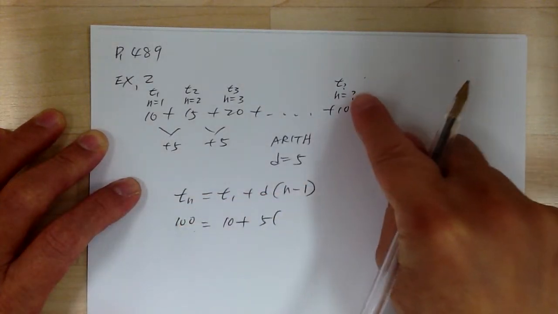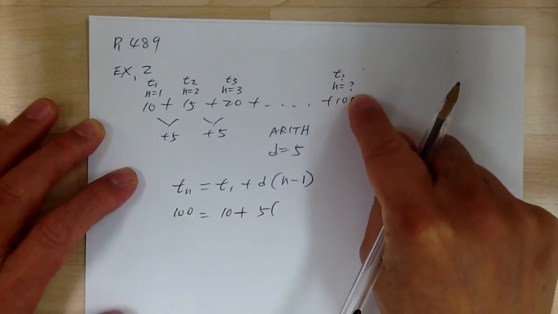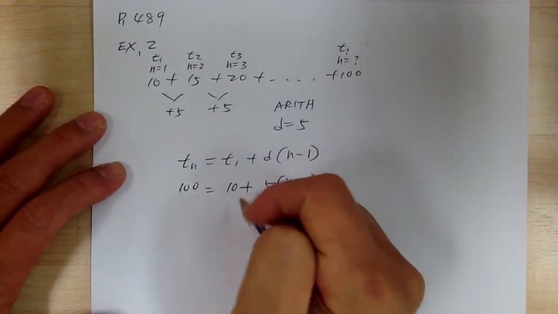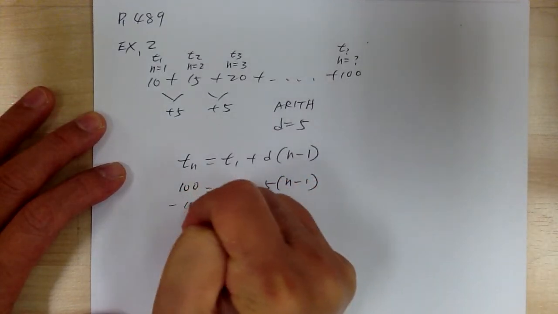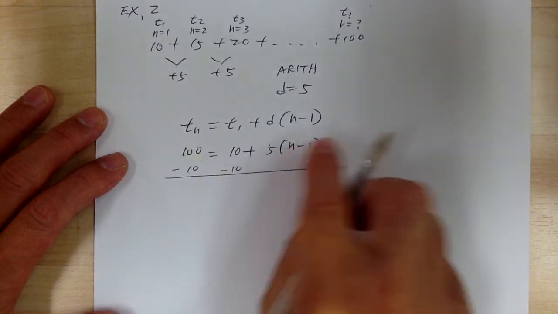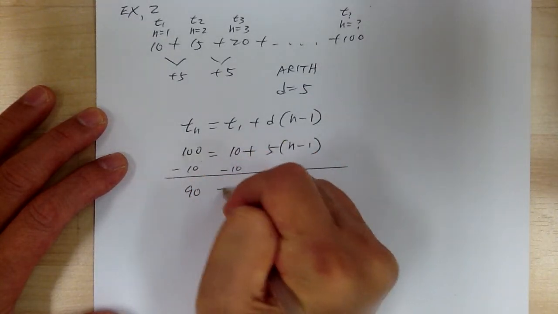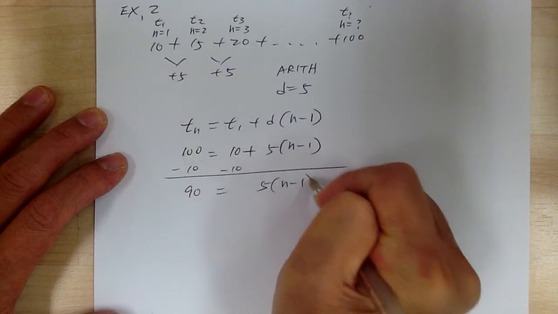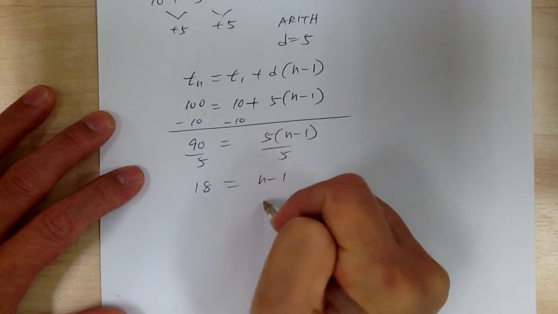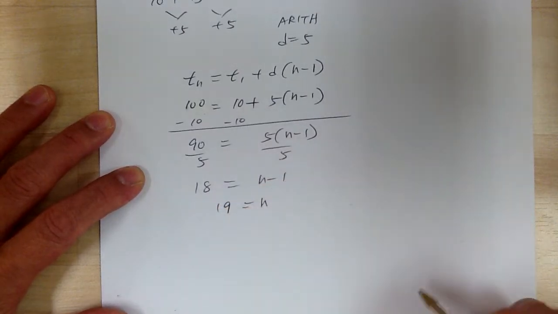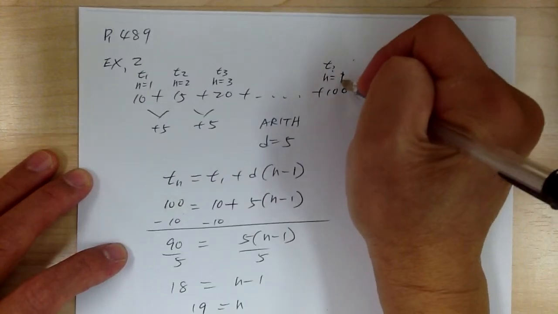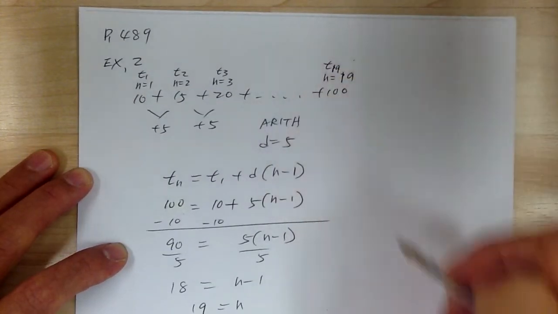So we're looking for what n is for this very last term. We put 100 over here, minus 10. You don't have to multiply out first; actually, it's easier if you don't multiply out. So you get 90 equal to 5 times n minus 1. Divide by 5: 18 equal to n minus 1, so n equal to 19. Now we know that n equals 19, and this is T of 19.